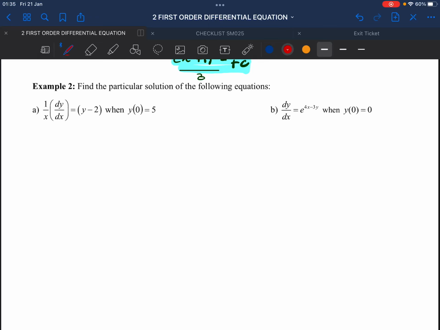Okay, so let's continue finding the solution for a differential equation by using separable variables. We have seen how to find a general solution. Now we are going to look at how to find a particular solution. Basically, it's just the same thing. You only have to substitute your x and your y to find your c, and then you substitute your c back into the equation.